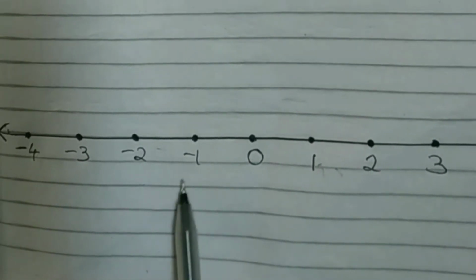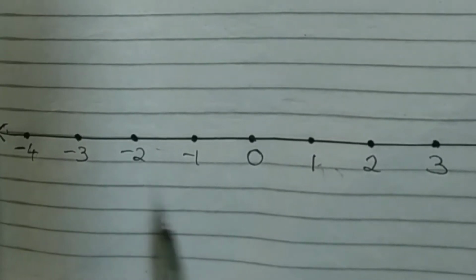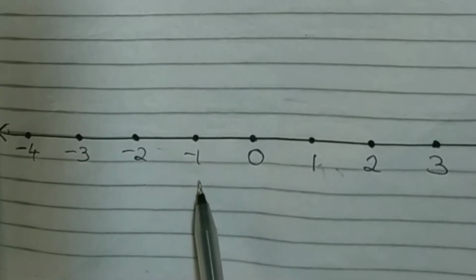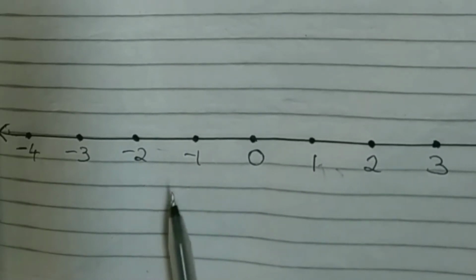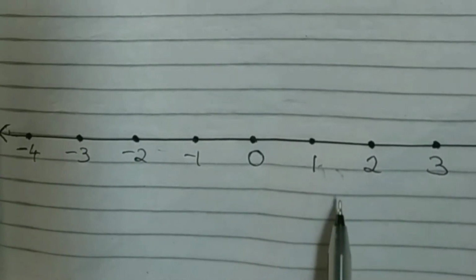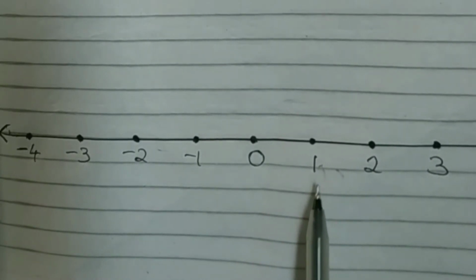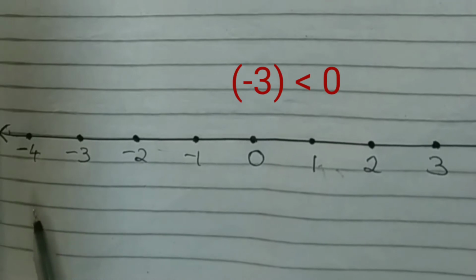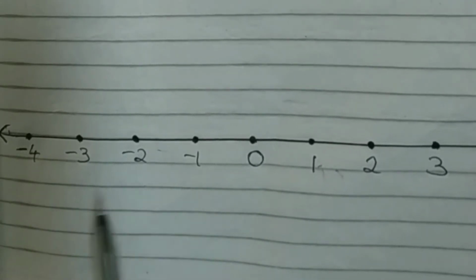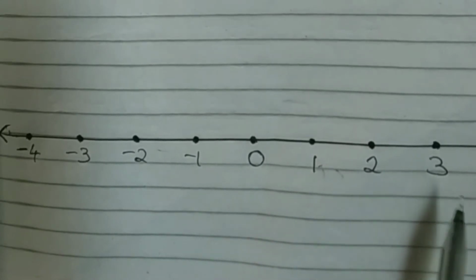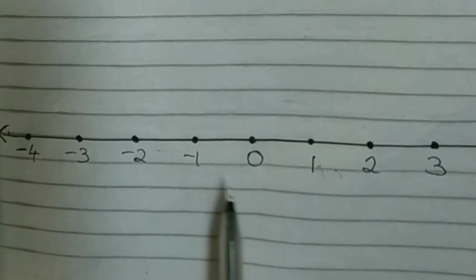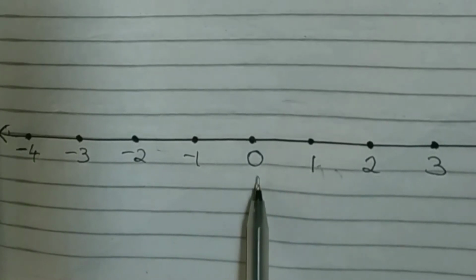And here, if you see negative numbers, all negative numbers are less than positive numbers. See, minus 1 is less than 1. Minus 1 is less than 2. Minus 4 is less than 1. And also minus 3 is less than 0. So all negative numbers will be less than the positive numbers and 0. Negative numbers are also less than 0. Minus 1 is less than 0.